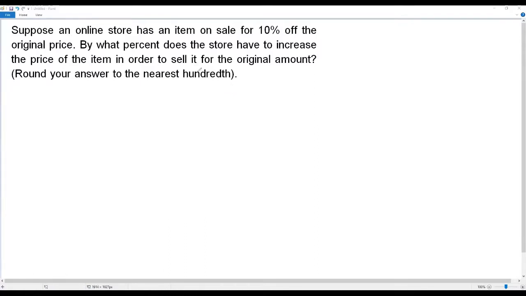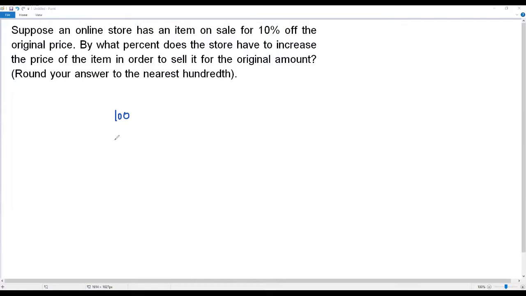So the store gives 10% off the original price. So what is the original price? That is not given in the question. So we can assume the original price of the item is $100. Whenever we have a problem based on percentage, and there is an unknown quantity, we can assume it as 100.